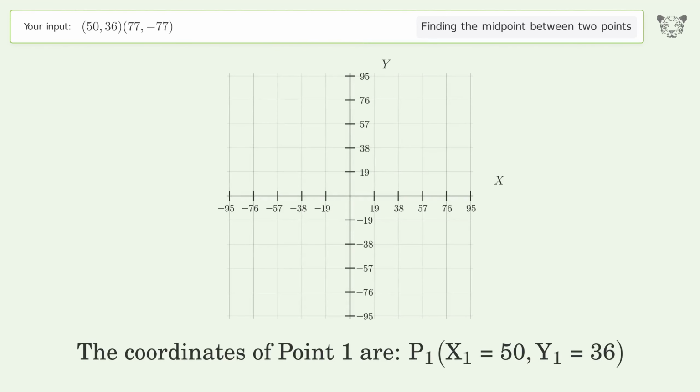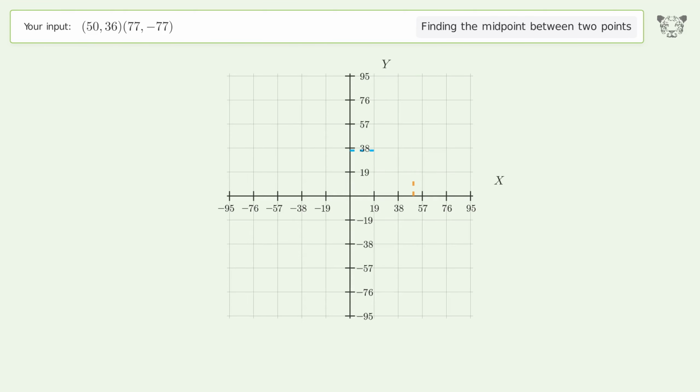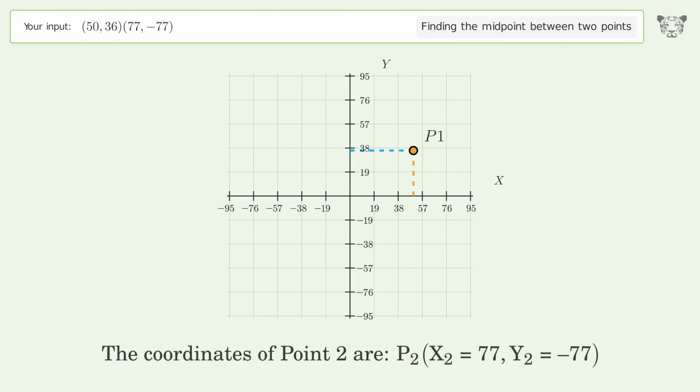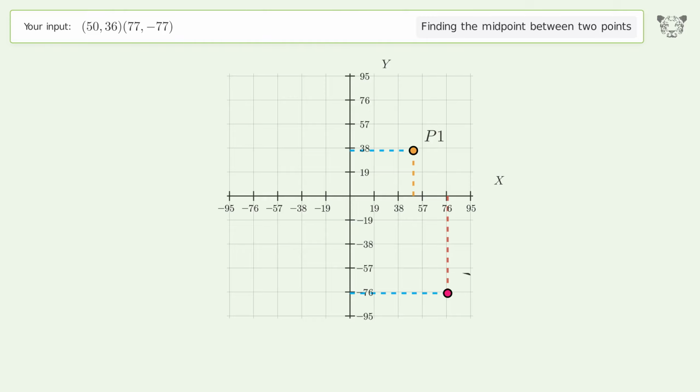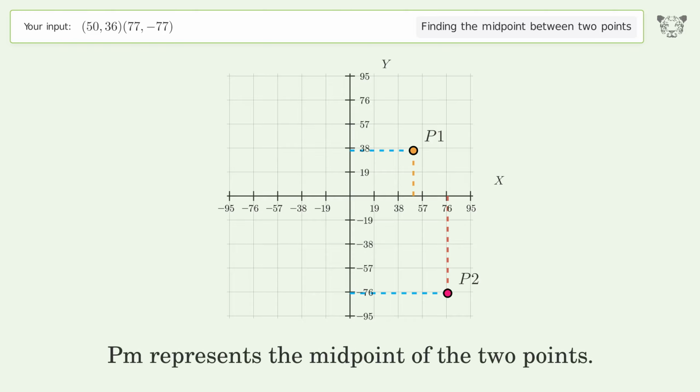The coordinates of point 1 are, x1 equals 50, y1 equals 36. The coordinates of point 2 are, x2 equals 77, y2 equals negative 77. PM represents the midpoint of the 2 points.